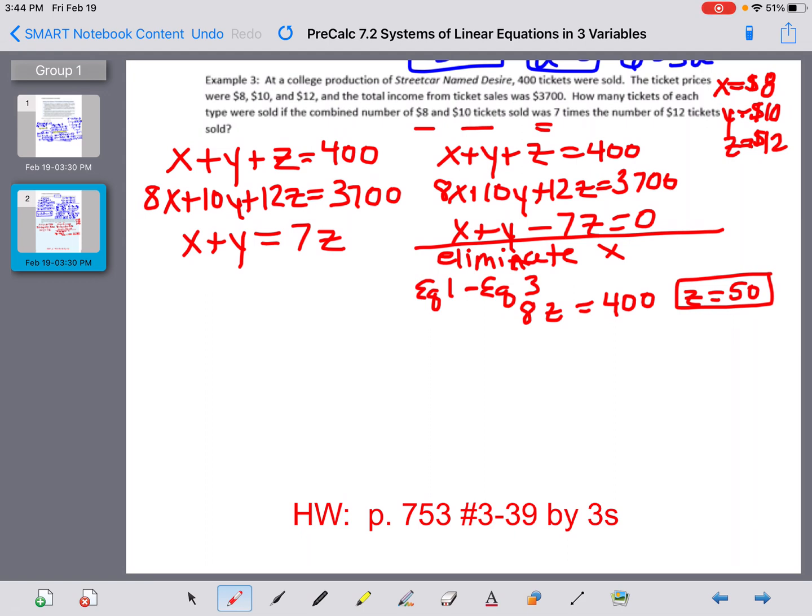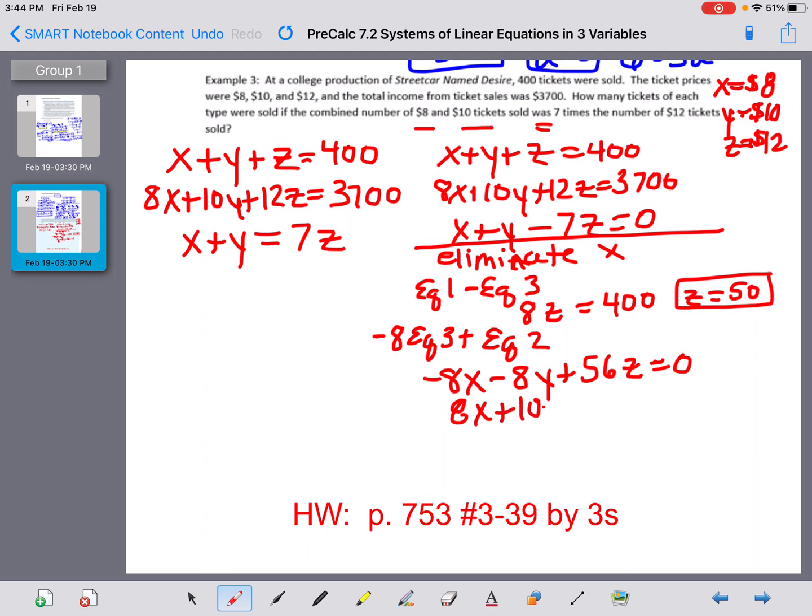I'm still going to work on eliminating X out of that equation too. That's what I want to do. So knowing that, I have to use equation 2. I'm going to multiply the bottom equation because those numbers are smaller. Negative 8 times equation 3 and add it to equation 2. So on my bottom equation, I get negative 8x minus 8y plus 56z equals 0. And then I'm going to add it to my equation 2, which is 8x plus 10y plus 12z equals 3,700.